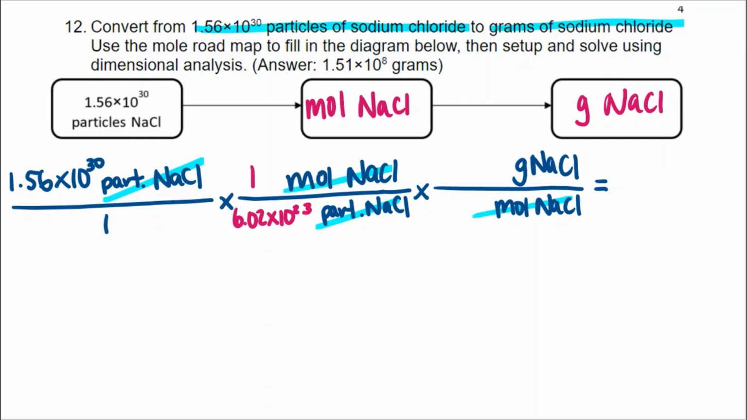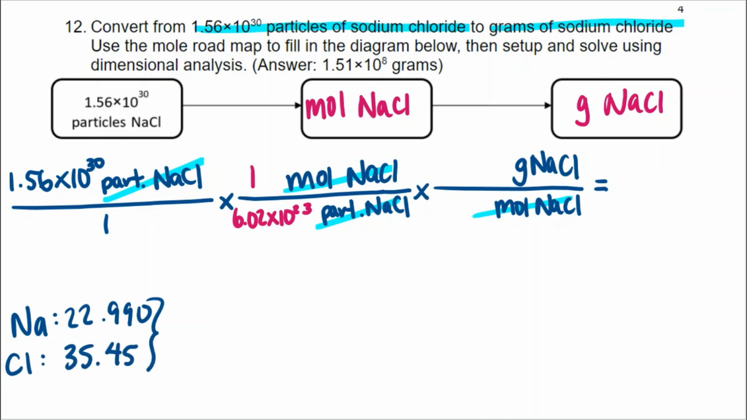So sodium chloride, we've got Na, which has a mass of 22.990. And then we've got chlorine, which has a mass of 35.45. So when I combine these together, I get a molar mass of 58.44 grams per mole. This is telling me that if I have 1 mole of NaCl, it's going to weigh 58.44 grams.